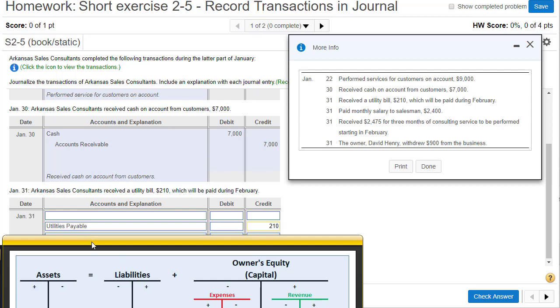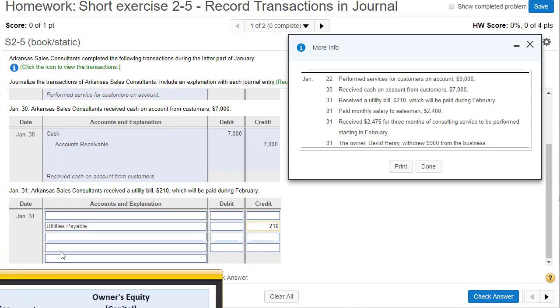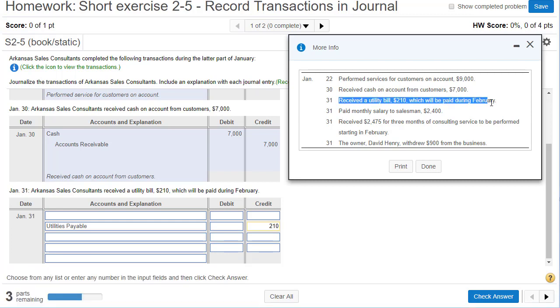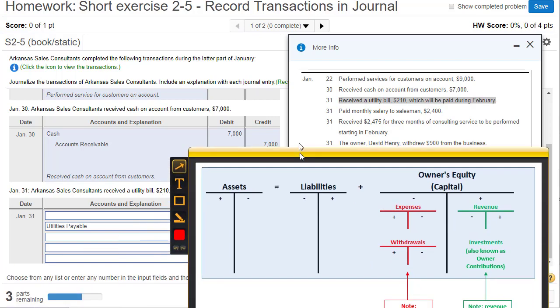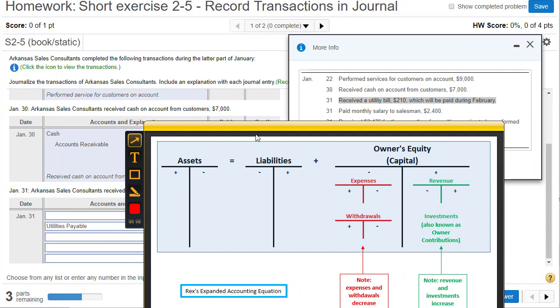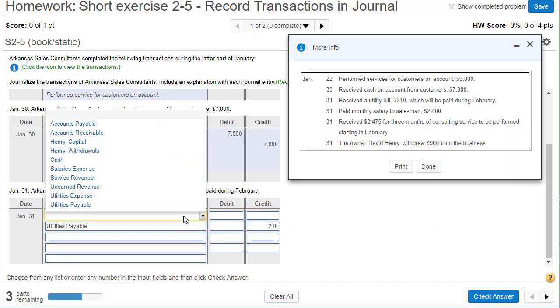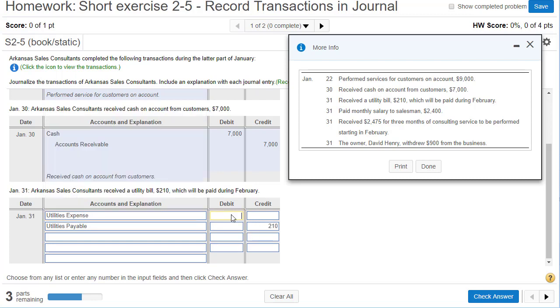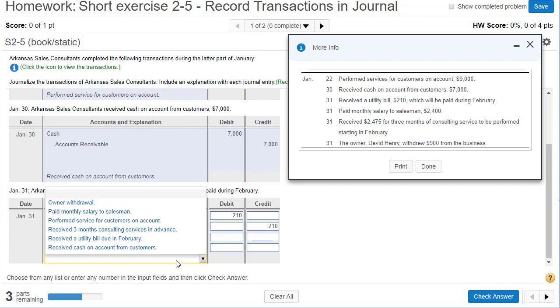And of course, if we receive a bill, we're not going to pay it. We have more debt now. So we have to figure out what the other account is. Well, we received a utility bill, and so we have to record an expense. And so do we have more expenses or less expenses? Well, we have more expenses, so that's going to be the debit. So let's open up our chart of accounts and see what type of expenses we have. We've got salaries expense. No, that's not good. Here you go. Utility expense for $210. So our explanation is going to be received a utility bill due in February.